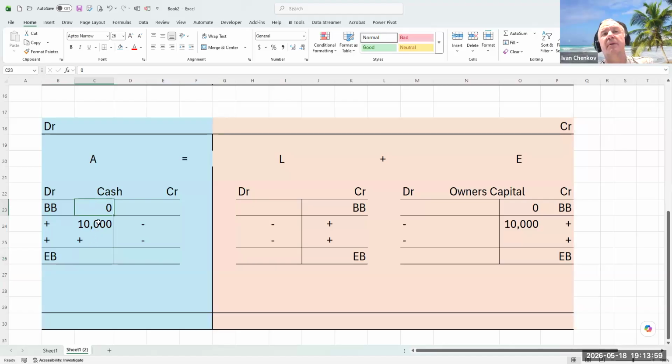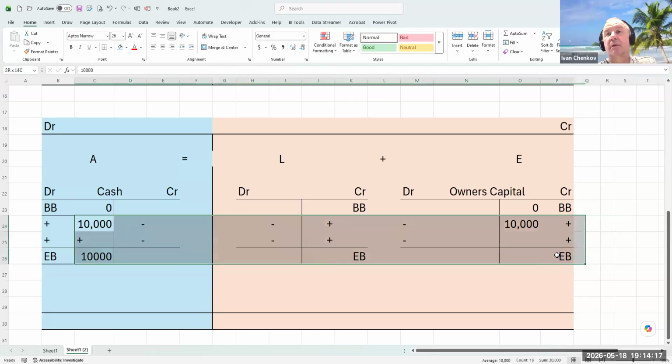So what happened in this case? Beginning balance was 0. We added something. We're not deducting anything. So beginning plus the debit minus credit is going to give us the ending balance, which in this case is $10,000 cash. No questions about it. We have the $10,000 cash.